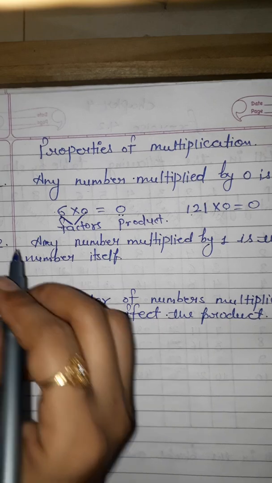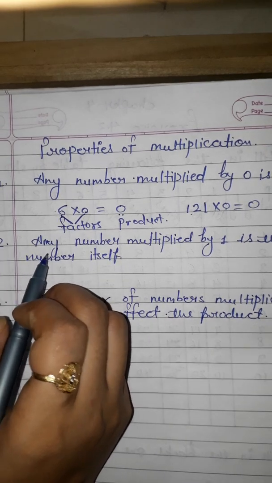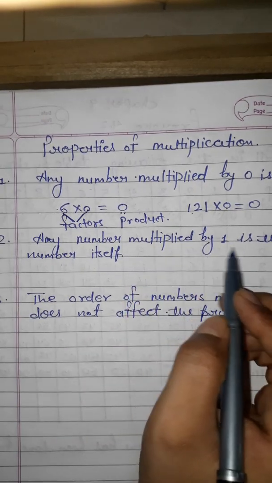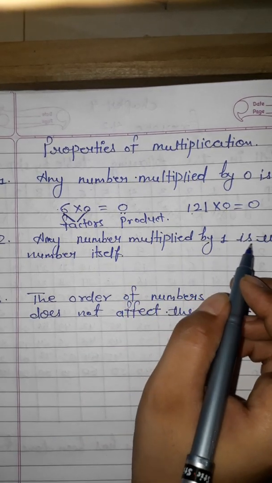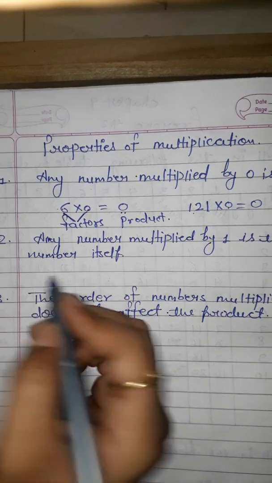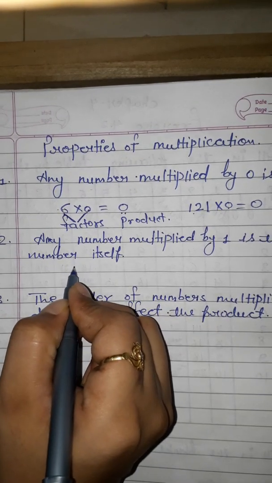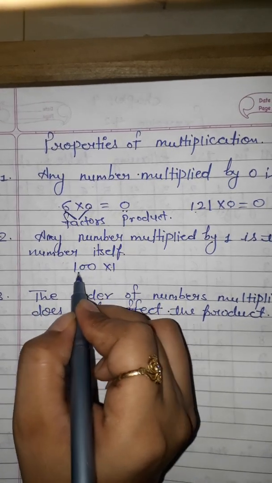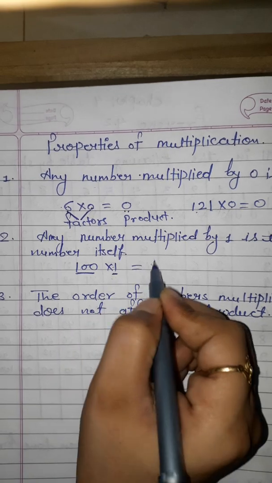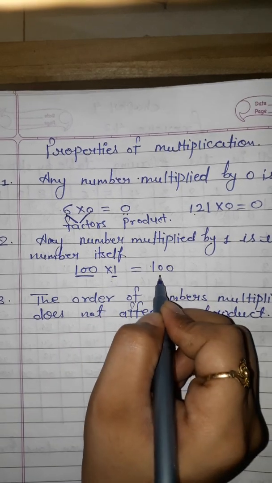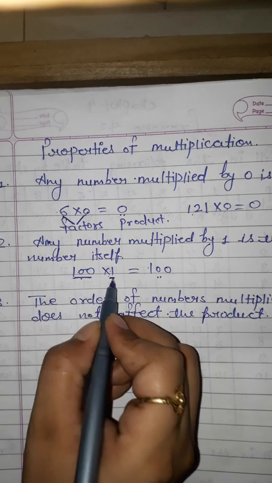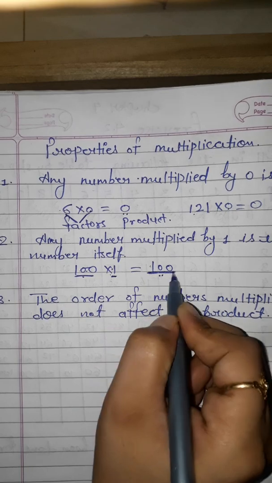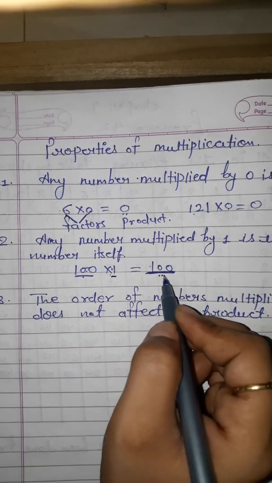Now you can see the second property is written: any number multiplied by 1 will give the number itself. Suppose here I have taken one example, the number 100 multiplied by 1. So whenever we multiply any number with 1, we will get the number itself as the product. This is our product and these two are factors.